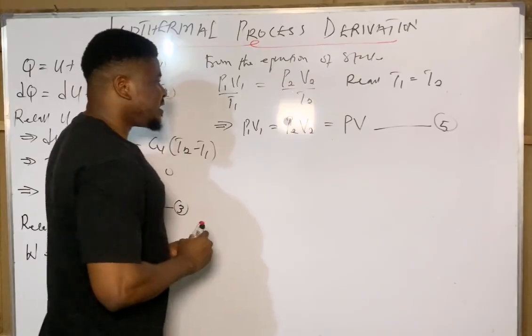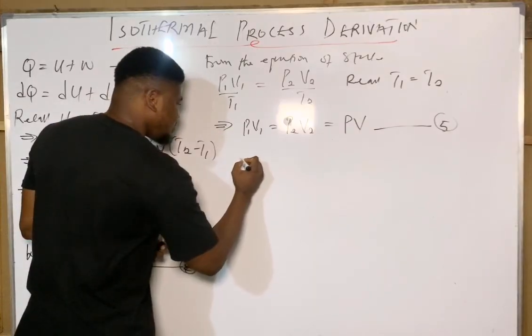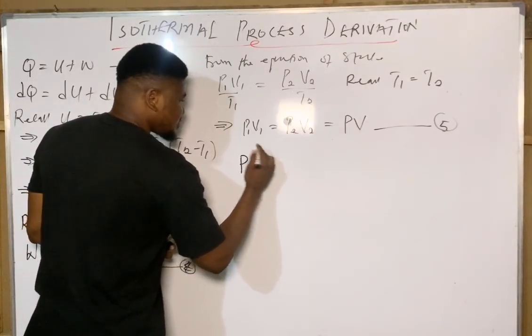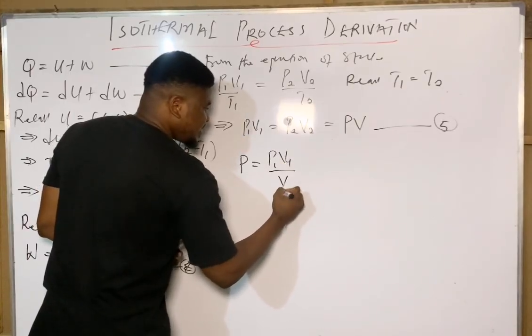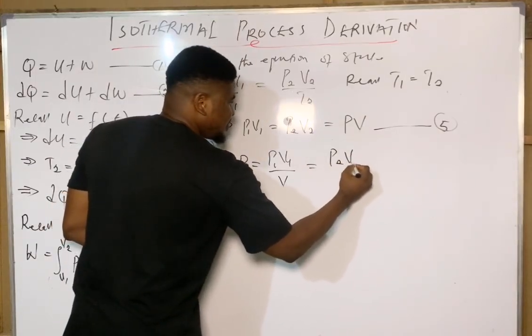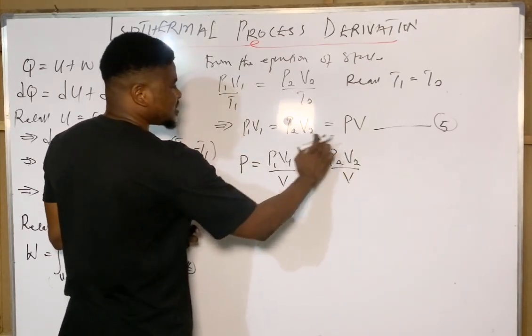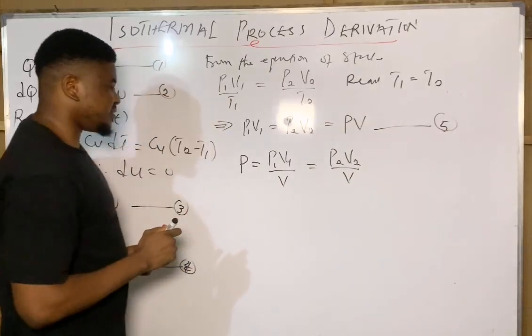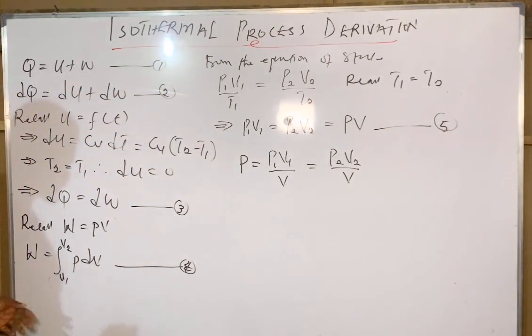Now from 5, let's make pressure the subject of the formula. If we do that, we are going to have P equal to P1 V1 all over V, and this is also equal to P2 V2 all over V. So you divide both sides by V. Now this is our pressure, and this is our work equation. We simply plug this pressure in place of the pressure in the work equation.